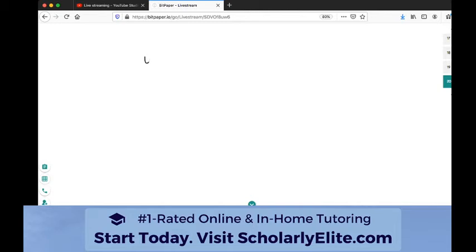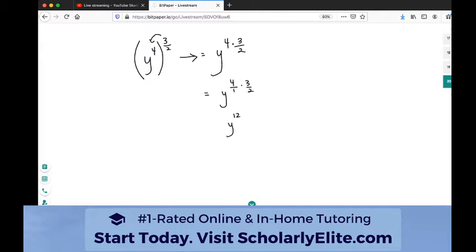So in our next few minutes, let's try this problem. Let's say we have y to the power of 4 times 3 over 2. As you remember, with our power rule, we have to multiply this in. What ends up happening is you get y to the power of 4 times 3 over 2. We know that the number 4 is technically over the number 1, so this becomes y to the power of 4 over 1 times 3 over 2. This becomes y to the power of 12 divided by 2, and the simplification of that is naturally y to the power of 6.